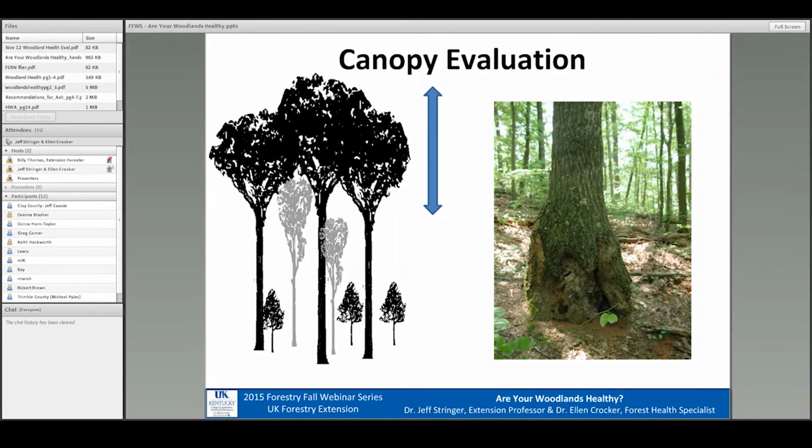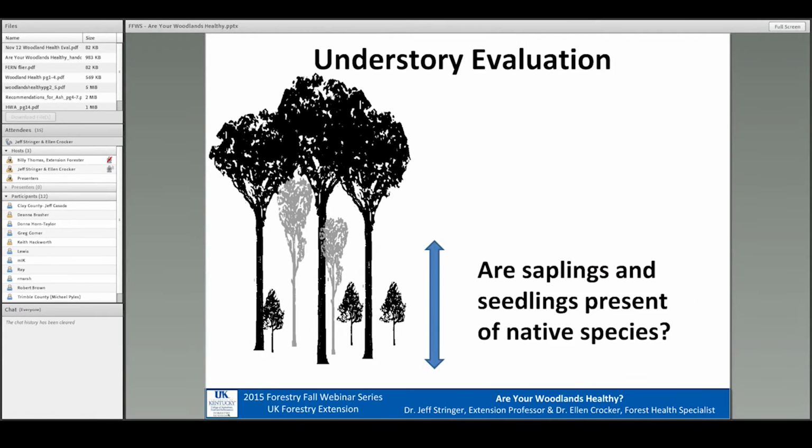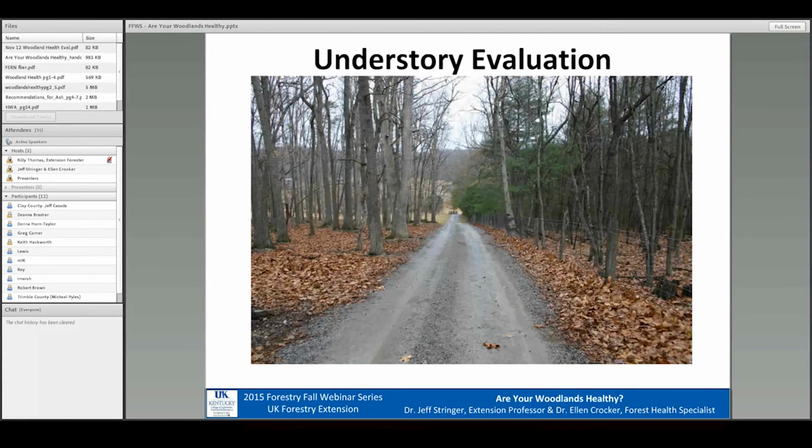Okay. And then what about your understory? Okay, you can assess it. Are saplings and seedlings of native species present? Okay, I'll give you a couple examples here, kind of to give you some things to think about. So if you look at this road right here, you've got woods on both sides, and they look vastly different. Looking at the road, the one on the right, there's a lot of small stems in there, that kind of thing. On the left, there's less than that.